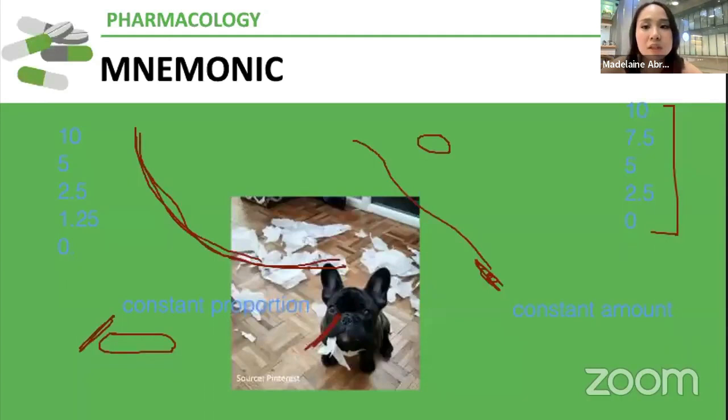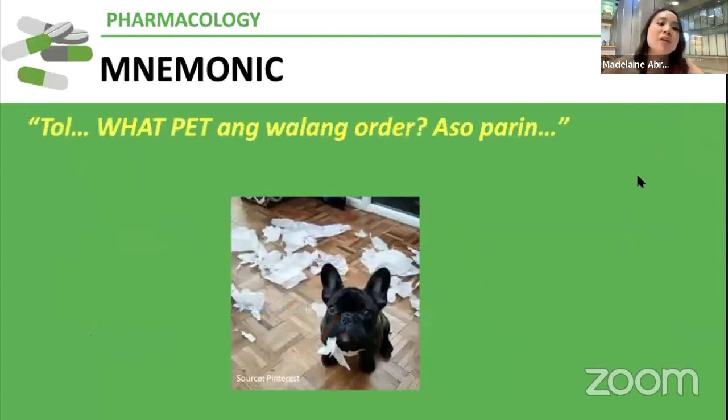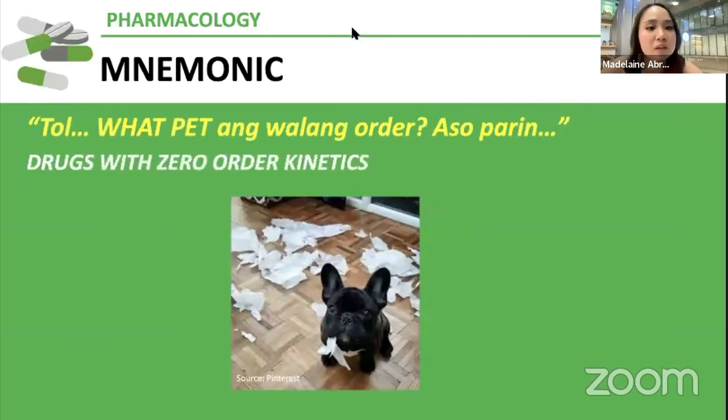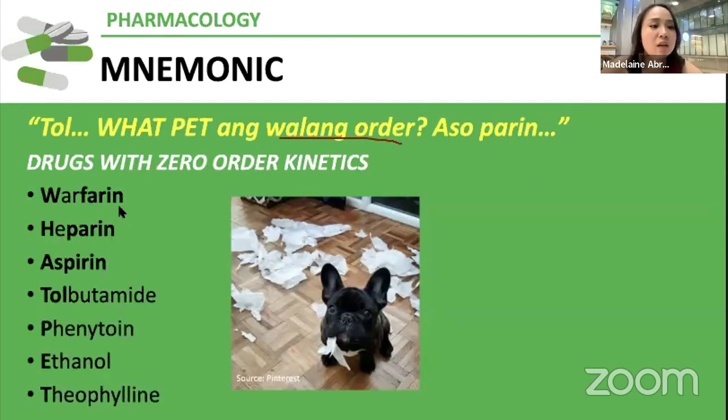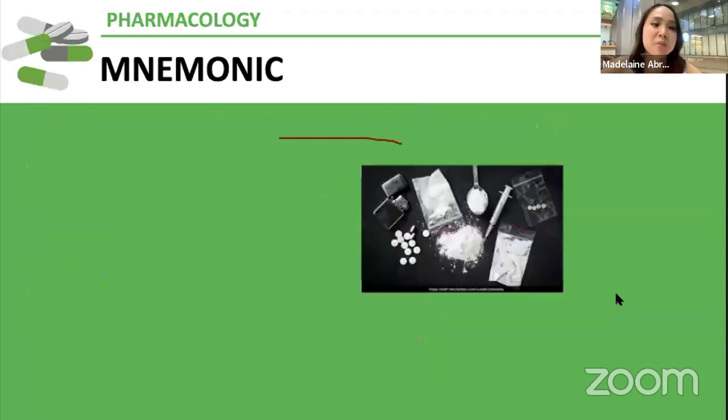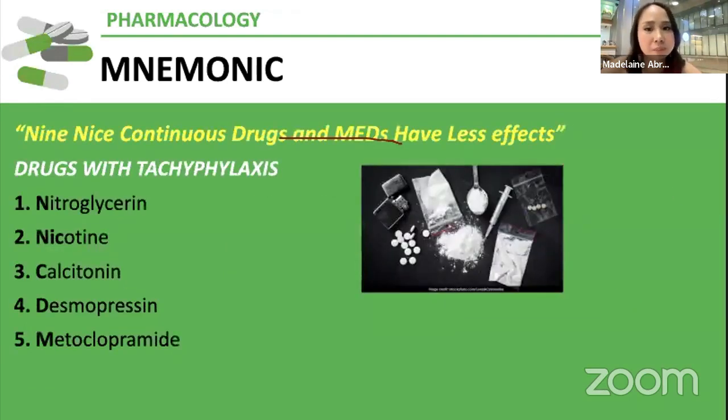Okay? So with that, our mnemonic is "what pet." So "tall what pet" is the one with no order. So "aso," so "what" means no order because zero order. So the zero order kinetics drugs are the following. Your "what pet": Warfarin, heparin or anticoagulants, aspirin as antiplatelet. Tolbutamide is a sulfonylurea, di ba, for diabetes. Phenytoin, an anticonvulsant, ethanol, an alcohol, then theophylline, a bronchodilator. Remember this mnemonic. Another mnemonic.